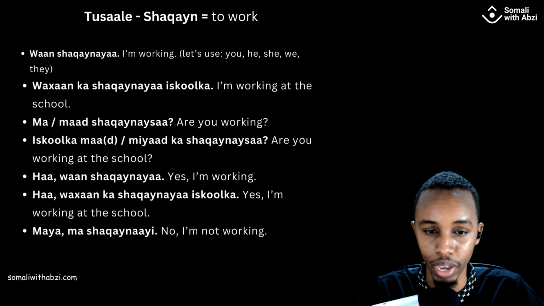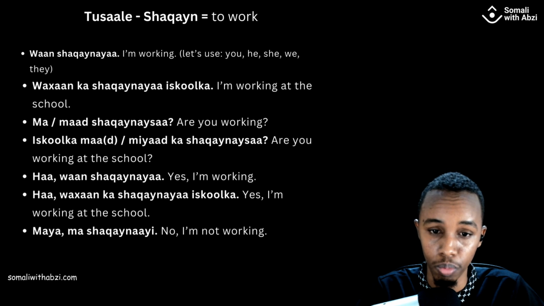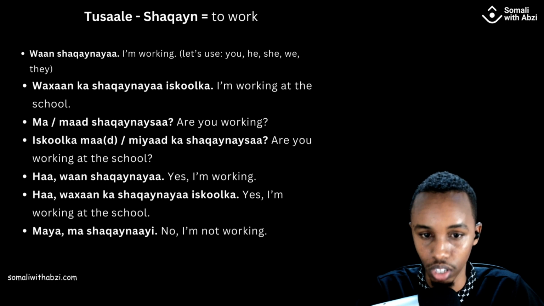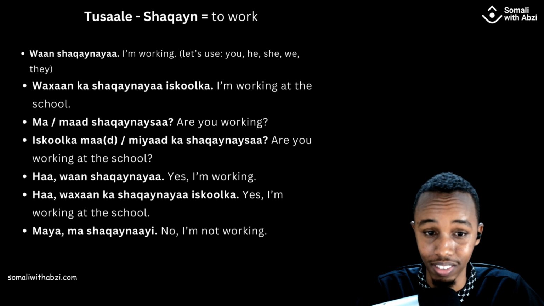So we're going to try to make all the helping pronouns and pronouns: I, we, you, they, he, she. The first sentence would be I. I will try to change all of them and you can also try, because now we know all the pronouns, helping pronouns, the ending "ing", and we have the verb. So let's just keep going. The first one is waan shaqaynaya. That's I'm working. So let's also use you are working, he is working, she is working, we are working, and they are working.